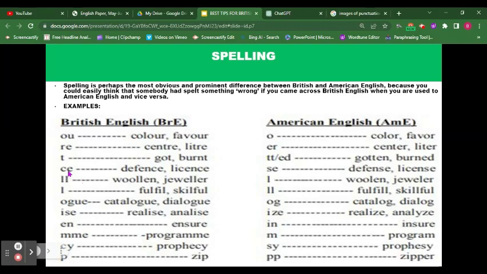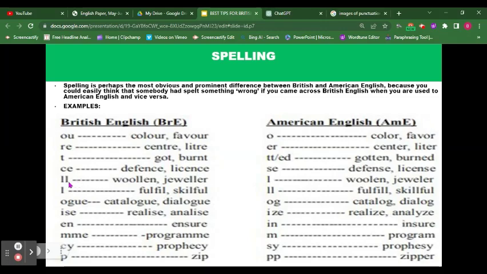Then you have CE in British English in words like defense and license, which have SE in American English. So you have defense and license with SE in American English, but CE in British English. So please take note of this.